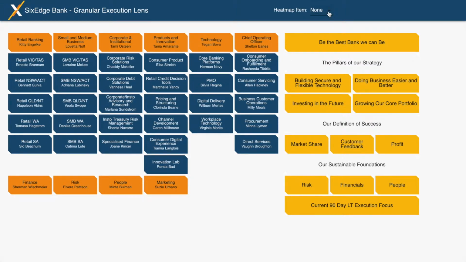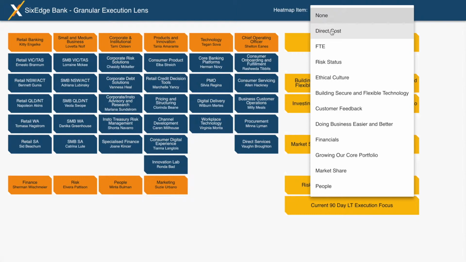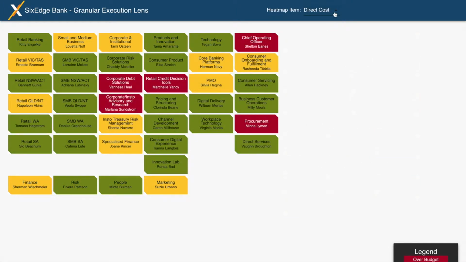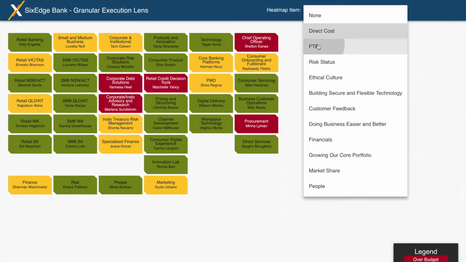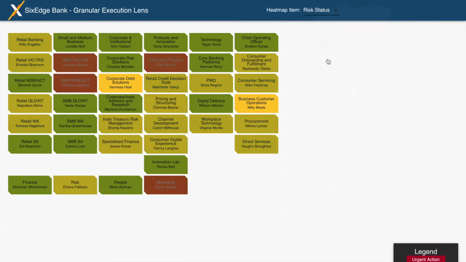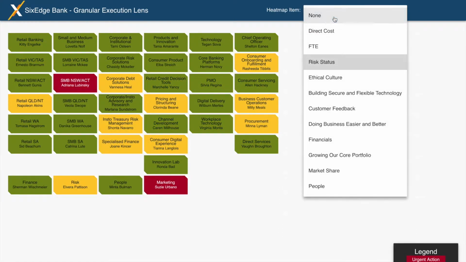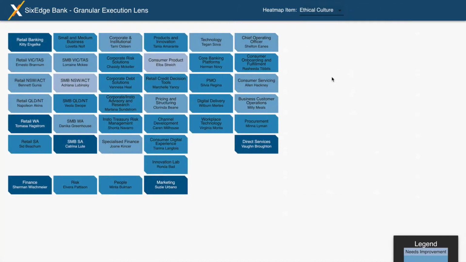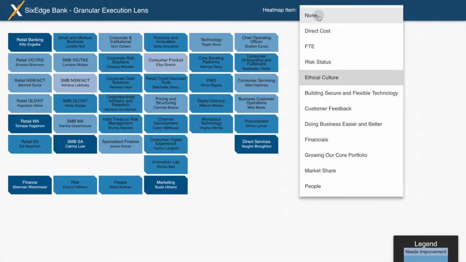Now let's have a look at some basic functionality in the GEL. In the drop-down, we can see some key measures that are heat mappable across the lens. These are the measures that tell the story of match fitness across the organisation, the foundations of sustainable execution. It's expected, and always the case, that these heat maps look different per measure. With this information, leaders are expected to support and learn from each other, and transparency ensures minimum standards are achieved.